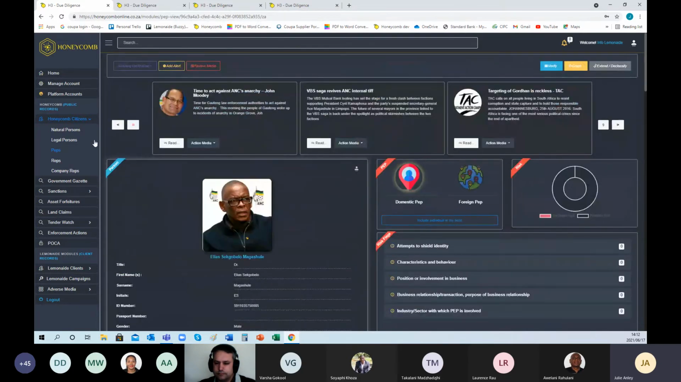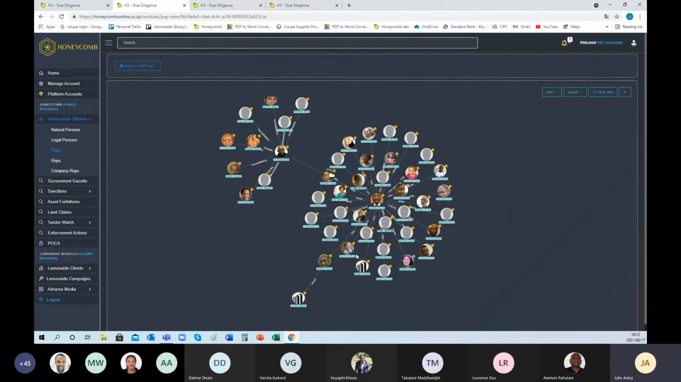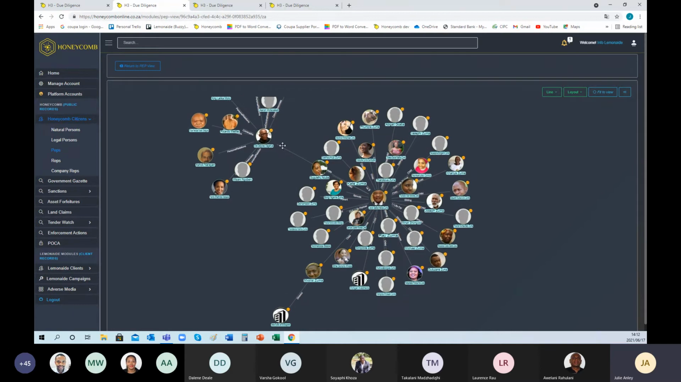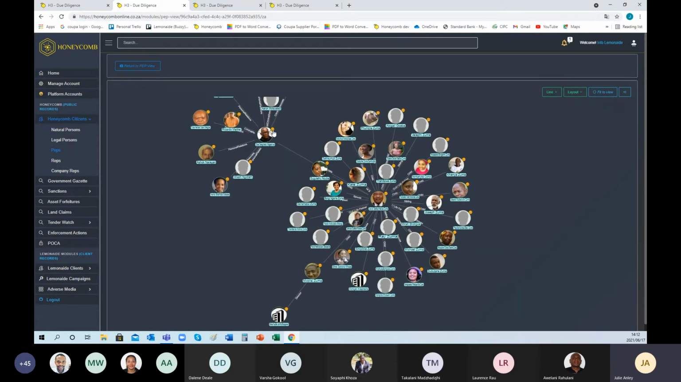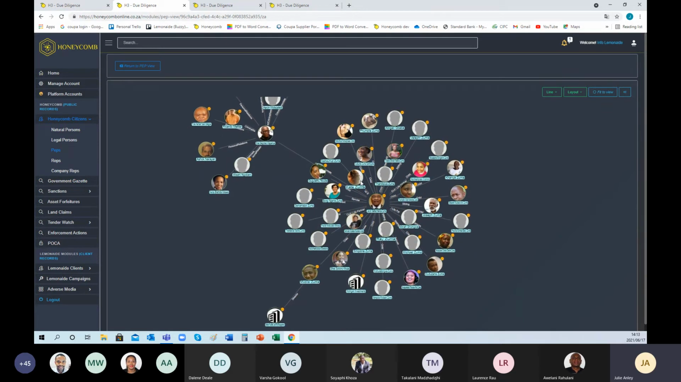I can also, further to that, go and have a look at a graphic display, and this allows me to do some forensic networking. So I've started with Ace Magashule, and I'm just going to zoom in a little bit there for you. I've started with Ace Magashule, and you'll see that I've got the options to select what different network facilities I want to see.